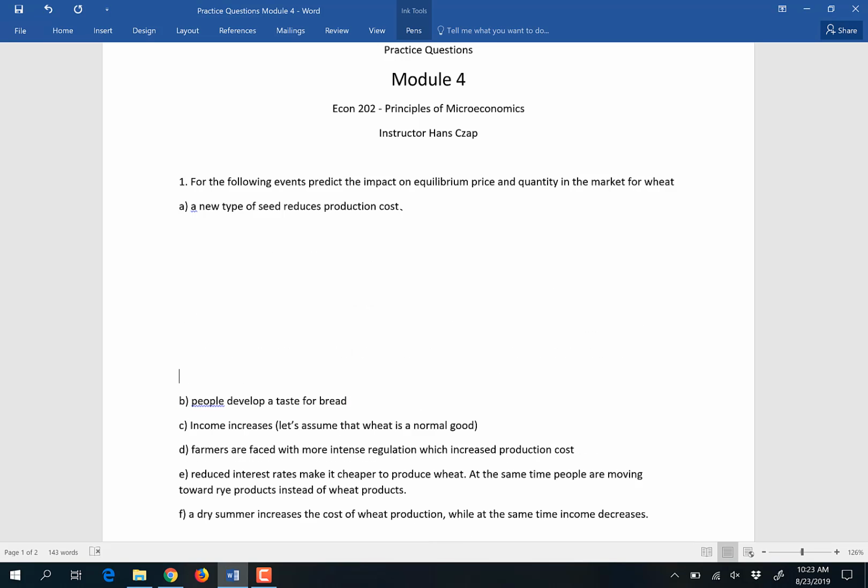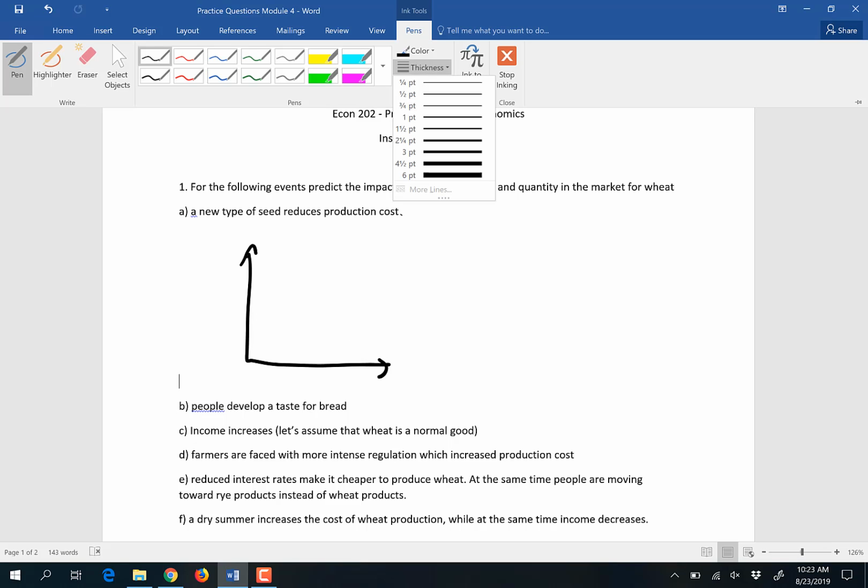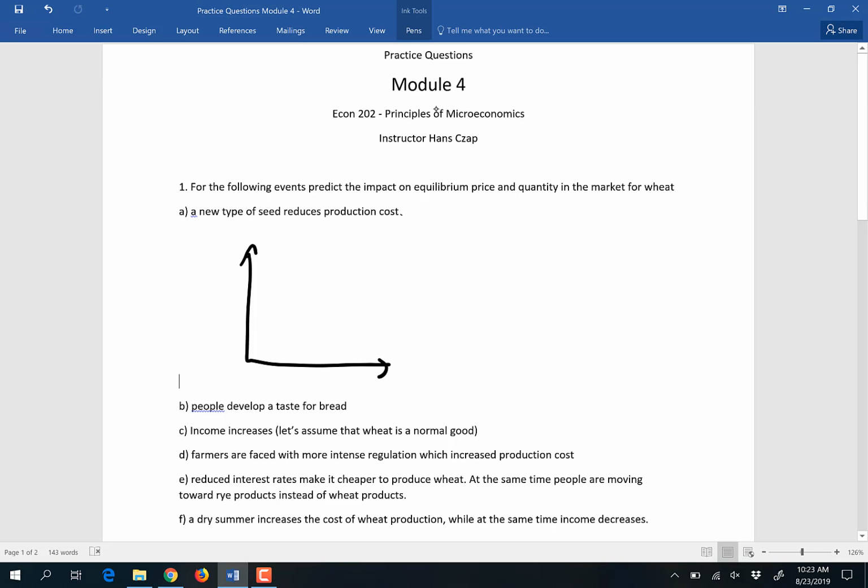So let me get some space here. And we're starting from an equilibrium. And now we have an impact. So first let's finish this. There's price and there's quantity. We have a supply function, we have a demand function. And now we have a new type of seed that reduces production costs.